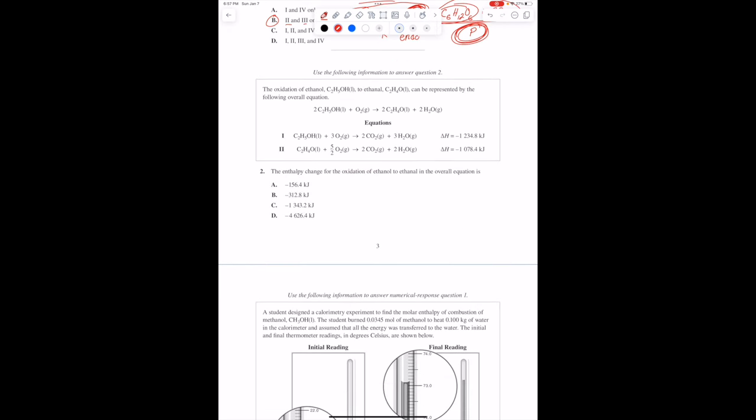Okay, what do we got? So first thing I do is I just look at this. The enthalpy change for the oxidation, that makes me think redox, of ethanol to ethanal. I always hated that word. Don't like the sound of it. It ends too weird. Al. And the overall equation is, okay.